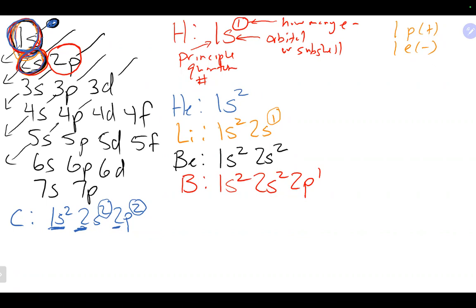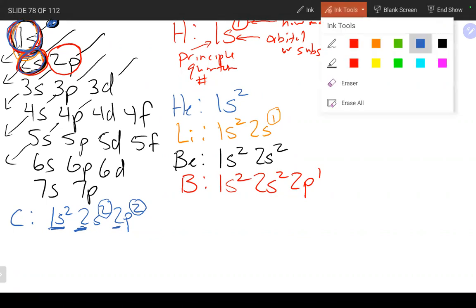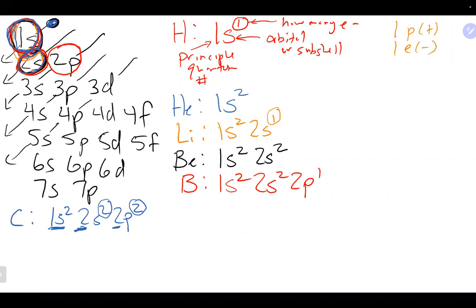All right, so while we finish out the first 10 there, we'll continue down. We will go to nitrogen, which is 7. So once again, here we will start at the top, which will be 1s2.